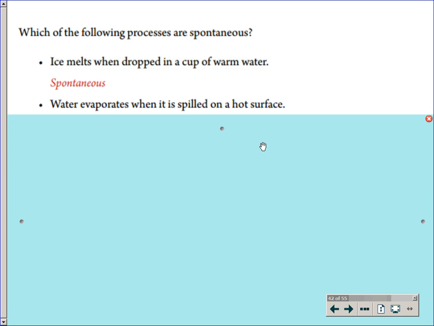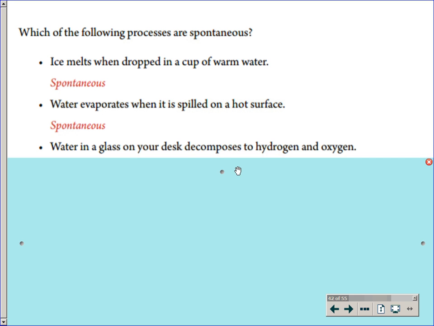Next group, water evaporates when it's spilled on a hot surface. Jacob's table? Definitely, right? We know water will evaporate upon introduction to heat. Water in a glass on your deck decomposes into oxygen and hydrogen. Simon's table?